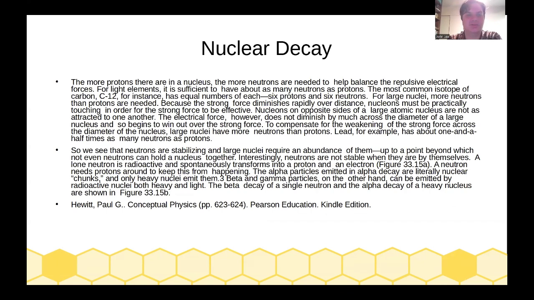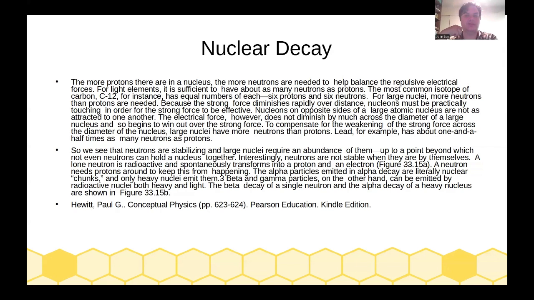Because the strong force diminishes rapidly over distance, nucleons must be practically touching in order for the strong force to be effective. Nucleons on opposite sides of a large atomic nucleus are not as attracted to one another. The electrical force, however, does not diminish by much across the diameter of a large nucleus, and so begins to win out over the strong force.